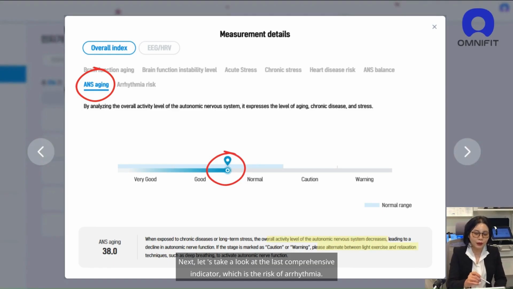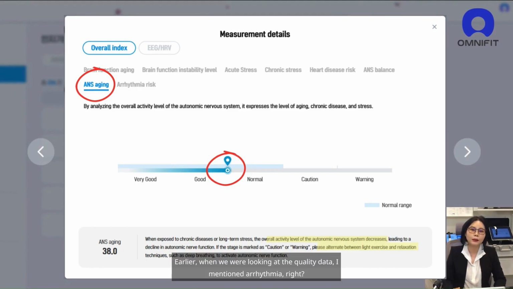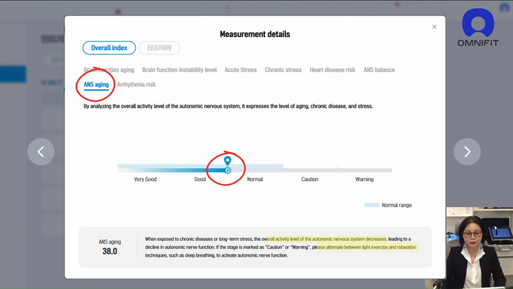Next, let's take a look at the last comprehensive indicator, which is the risk of arrhythmia. Earlier, when we were looking at the quality data, I mentioned arrhythmia, right? Arrhythmia is also very important. When we do health checkups, it's hard to check for arrhythmia in a very short period of time.